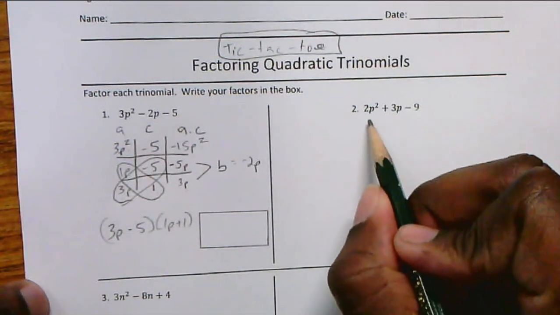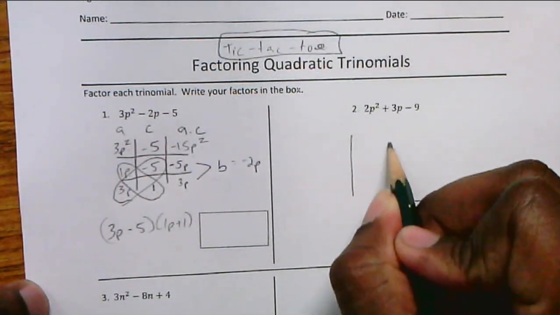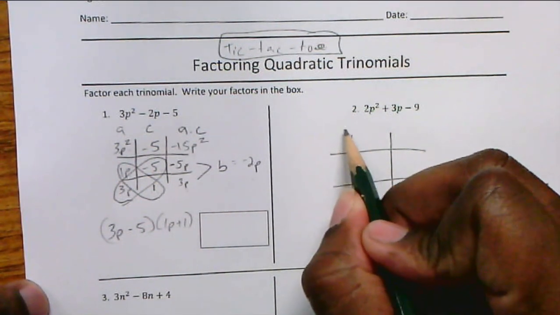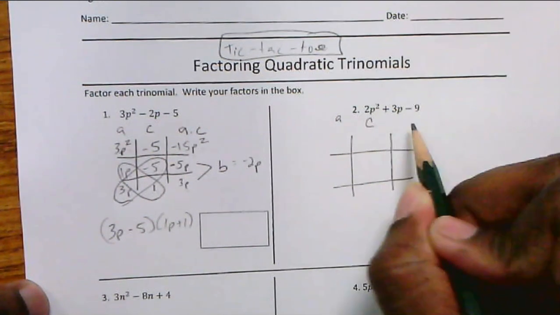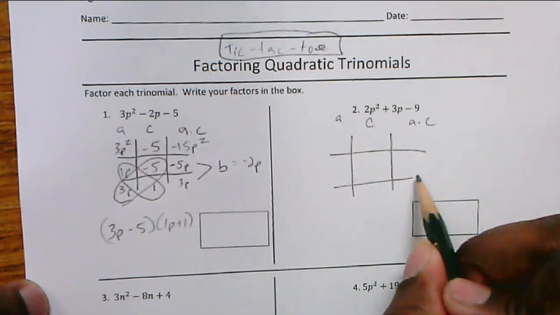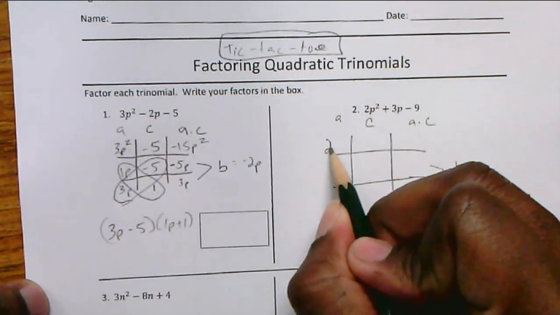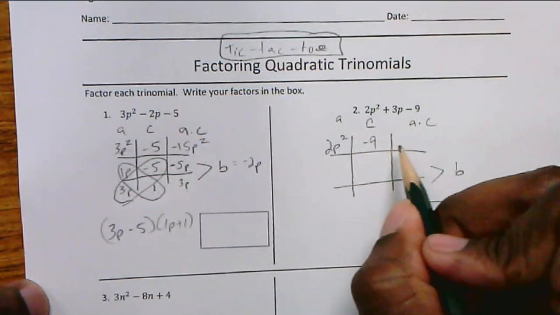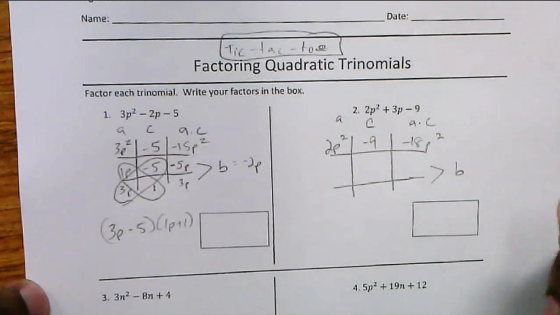In the second one, it says 2p squared plus 3p subtract 9. Again, here's the Tic Tac Toe board. The first number is A. The next number is C. The next number is A times C. And here, it gives you B. So the first number should be 2p squared. The next number is -9. And you multiply that together to be -18p squared.